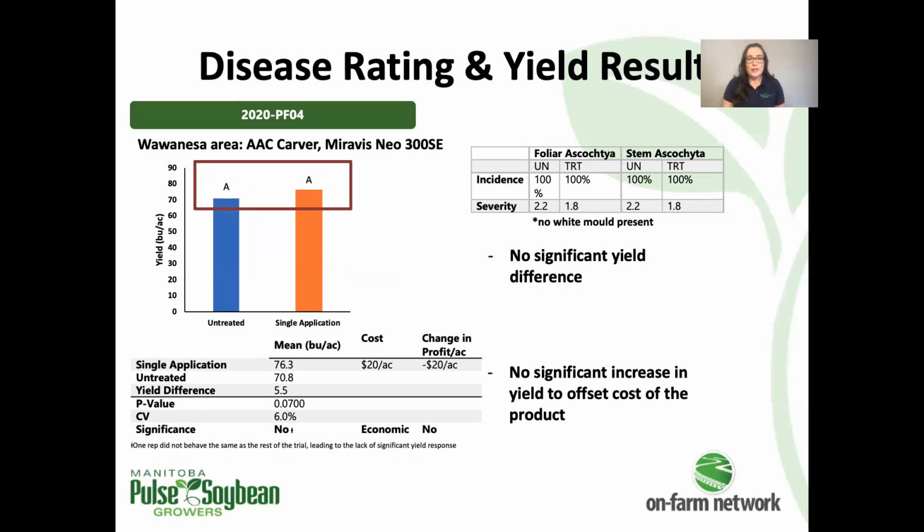But just an important thing to note, obviously, we can't remove replicates just because they don't match what we hope the results to be. But an important note that the inclusion of that replicate that behaved oddly compared to all the others is why this yield result is not significant. So just something to note there.